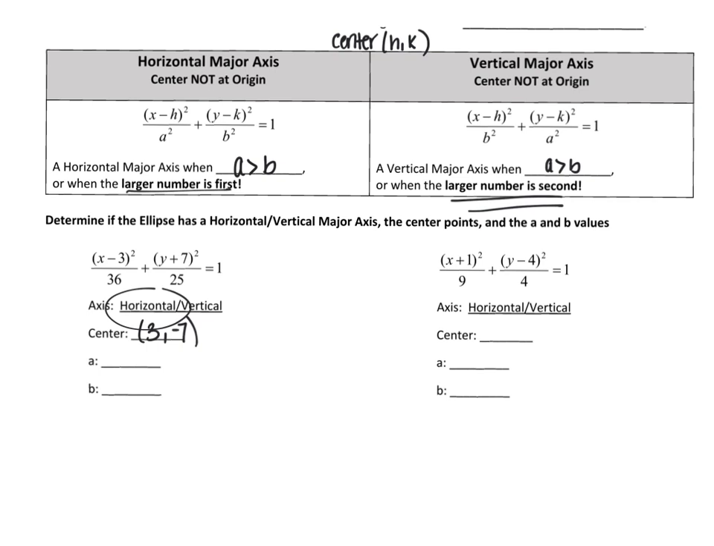Now the A is always the square root of the larger number. So if 36 is my larger number, that is your A squared value.